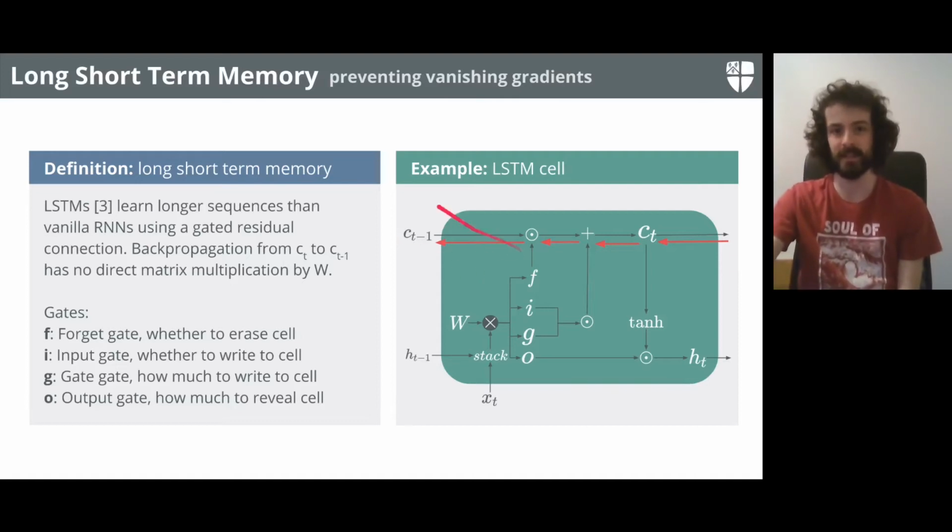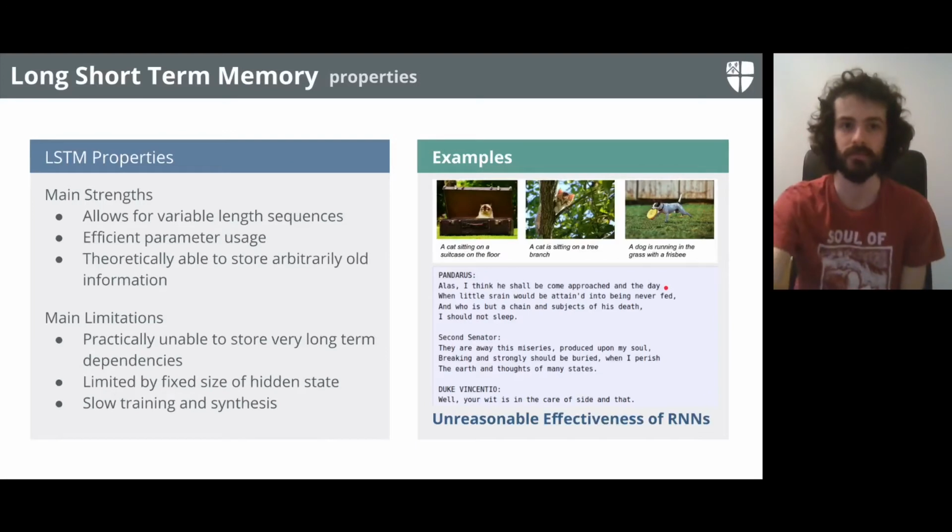It's just this path straight through, this gradient highway basically, which allows it to flow right through and additively form this weights matrix, but they're all similar weights because it's additive rather than this huge product.